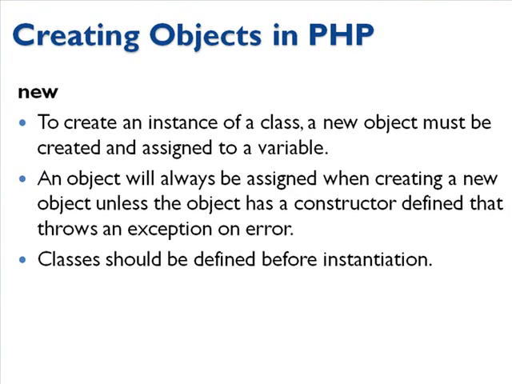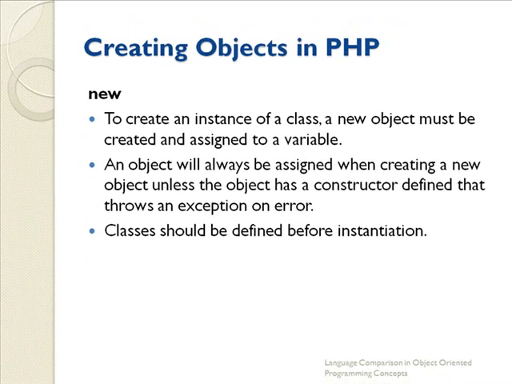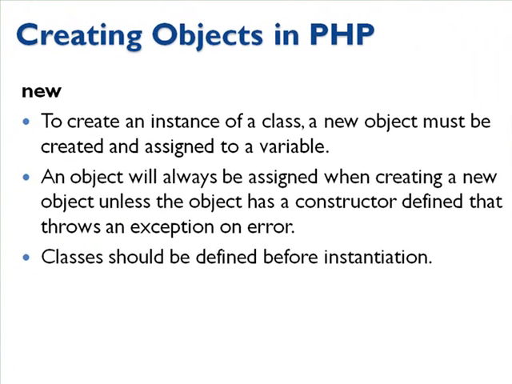Creating objects in PHP. Once you define your class, you can create as many objects as you like of that class type. Following is an example of how to create an object using the new keyword. To create an instance of a class, a new object must be created and assigned to a variable. An object will always be assigned when creating a new object unless the object has a constructor defined that throws an exception on error. Classes should be defined before instantiation. We will discuss constructors in later parts of this video.